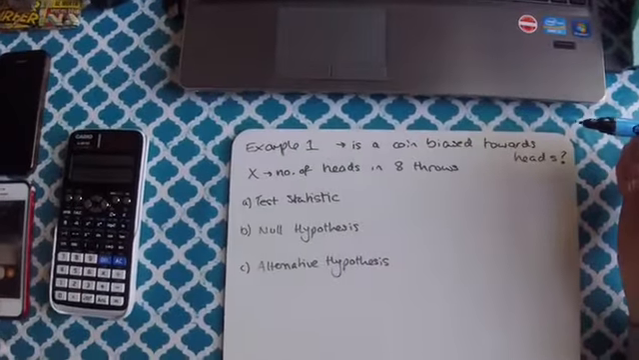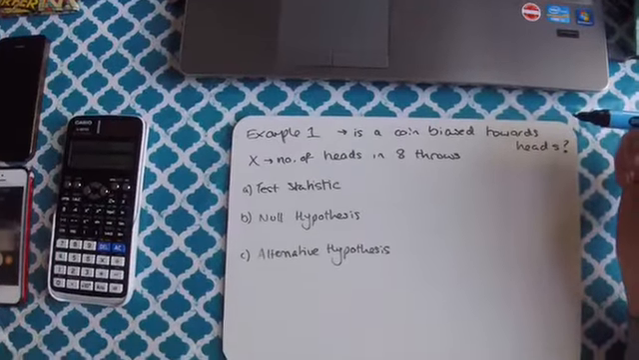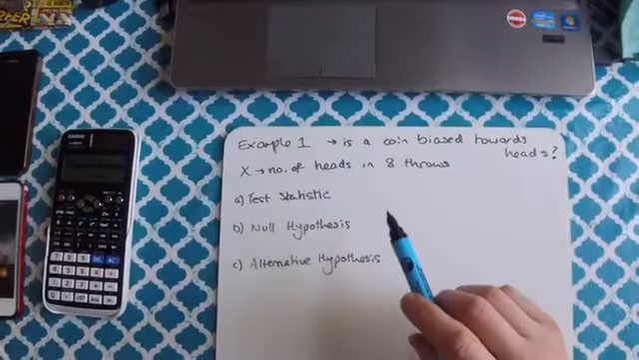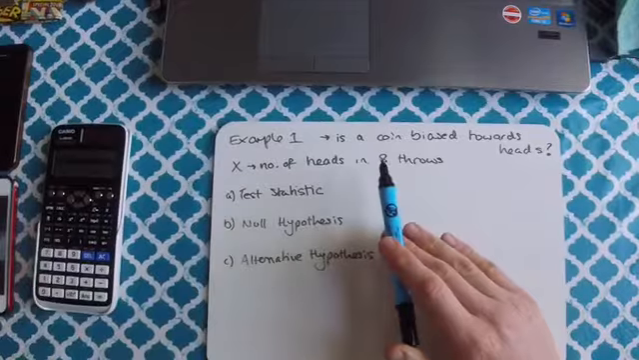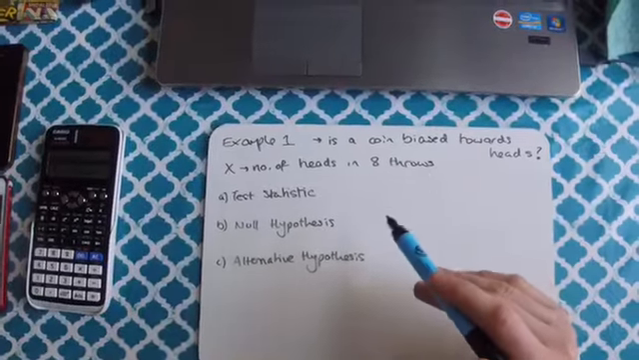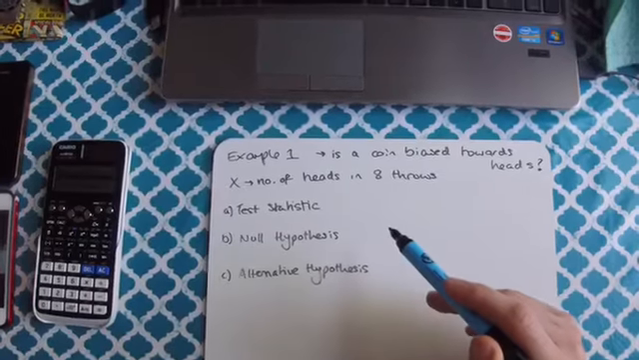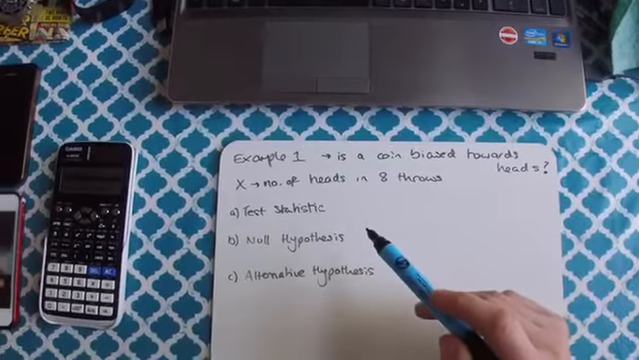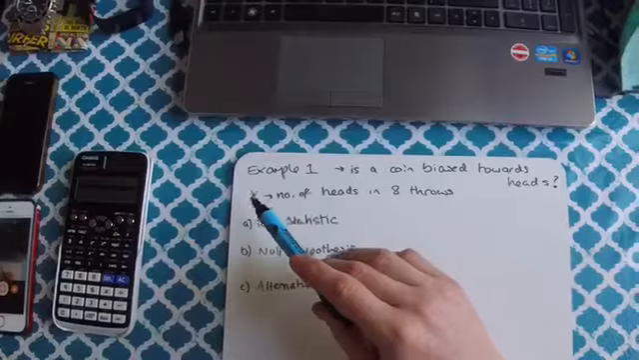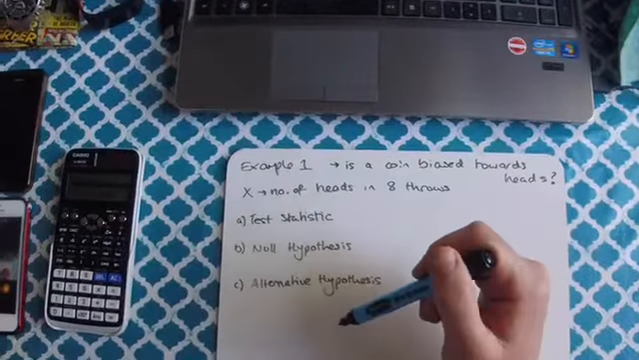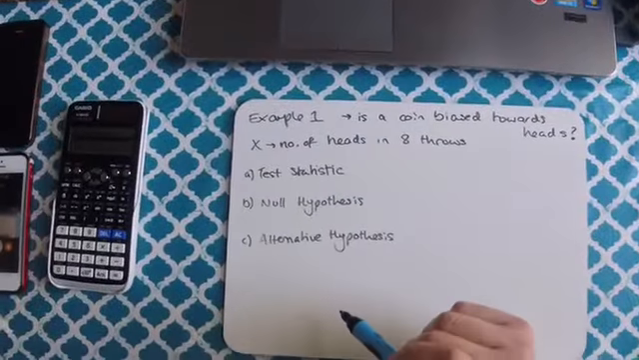Okay, so we're having a look at example 1 from chapter 7 on the applied stats. It's basically asking us the question of, is a coin biased towards heads? So when we flip a coin, we're asking the question, is it biased towards coming up heads? They then say, well, X is going to be the number of heads that we see in 8 throws of that coin. And we're asked a few different questions here.